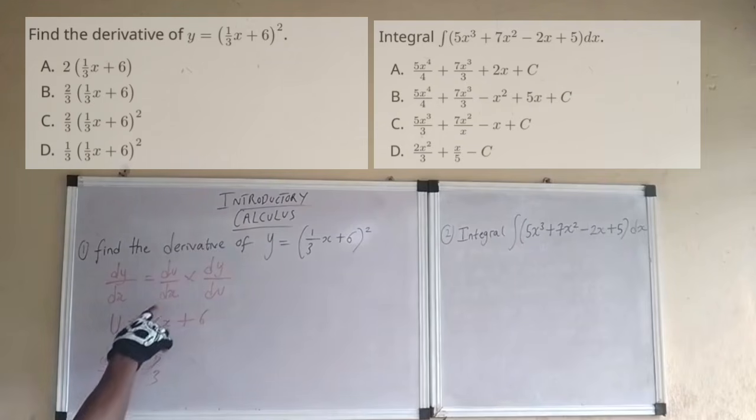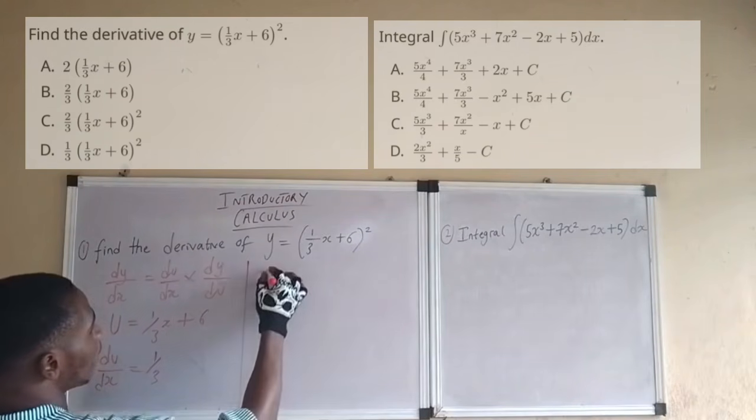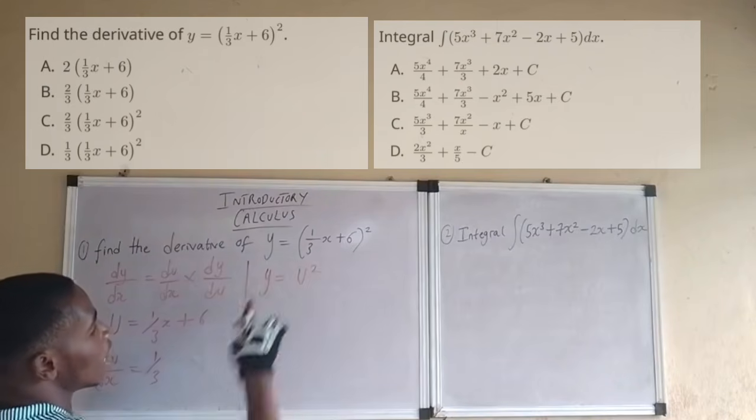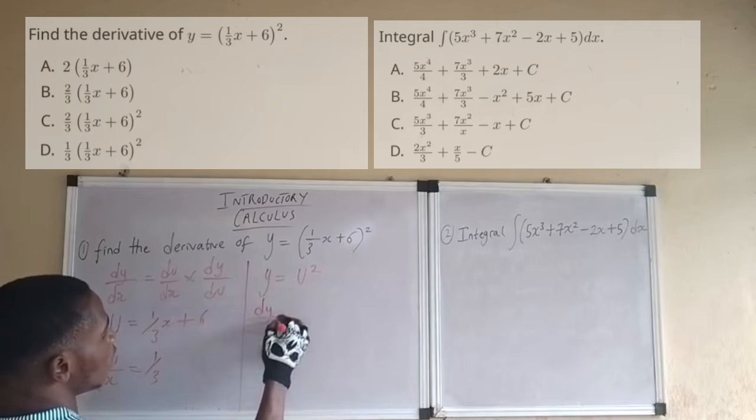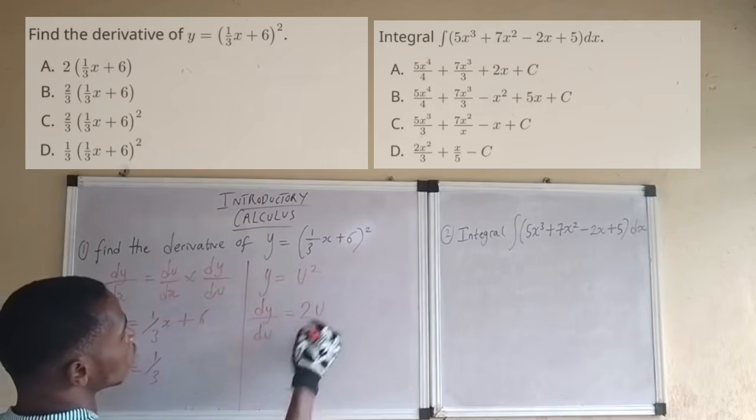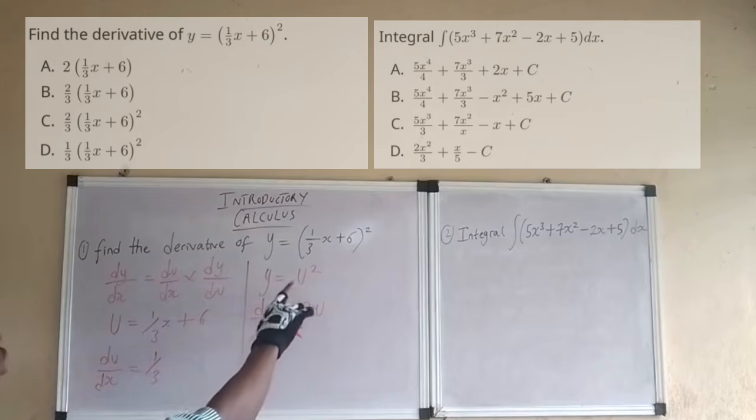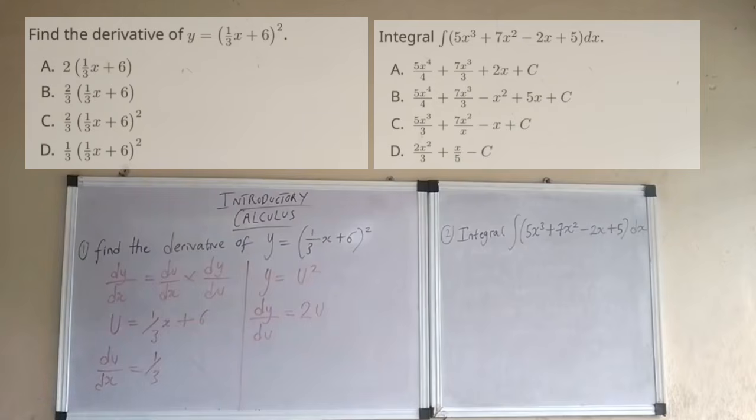Now I've gotten the first part. Now how do we get dy over du? Now it is very easy. To get dy over du, you write y equals u raised to power 2. So you represent what's in the bracket as u. Now we're going to differentiate y with respect to u, dy over du, and that's going to give us what? 2u. To differentiate, we multiply the power by the coefficient of u, which is what? 1, and then you subtract 1 from the power. Do you understand? So that is how we go about it.